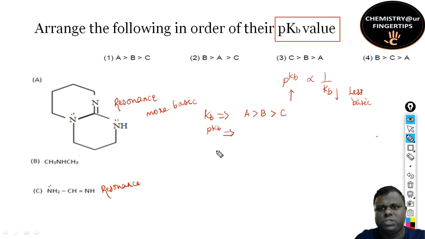So what exactly is going to be the pKb value? Okay, I think I made a mistake over here. The Kb value, the first is going to be A, and then the next is going to be C, and the next is going to be B, right? Resonance normally dominates. So pKb is going to be exactly opposite: B, then C, then A, right? So this is the correct answer. It's pretty much evident the correct answer is option 4.